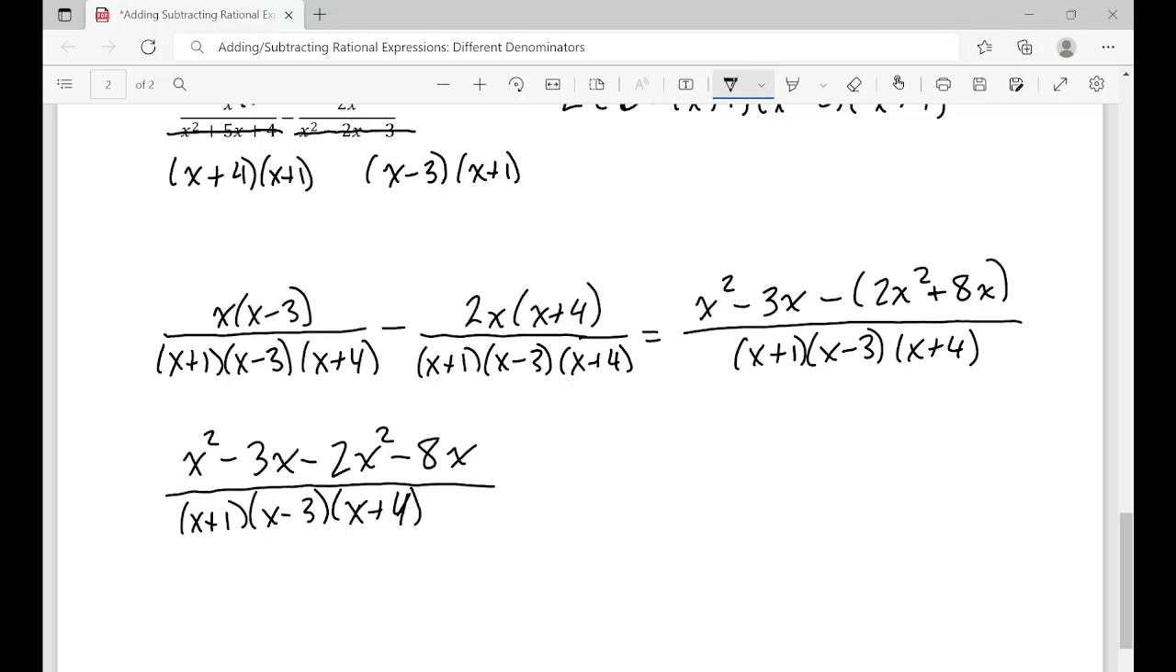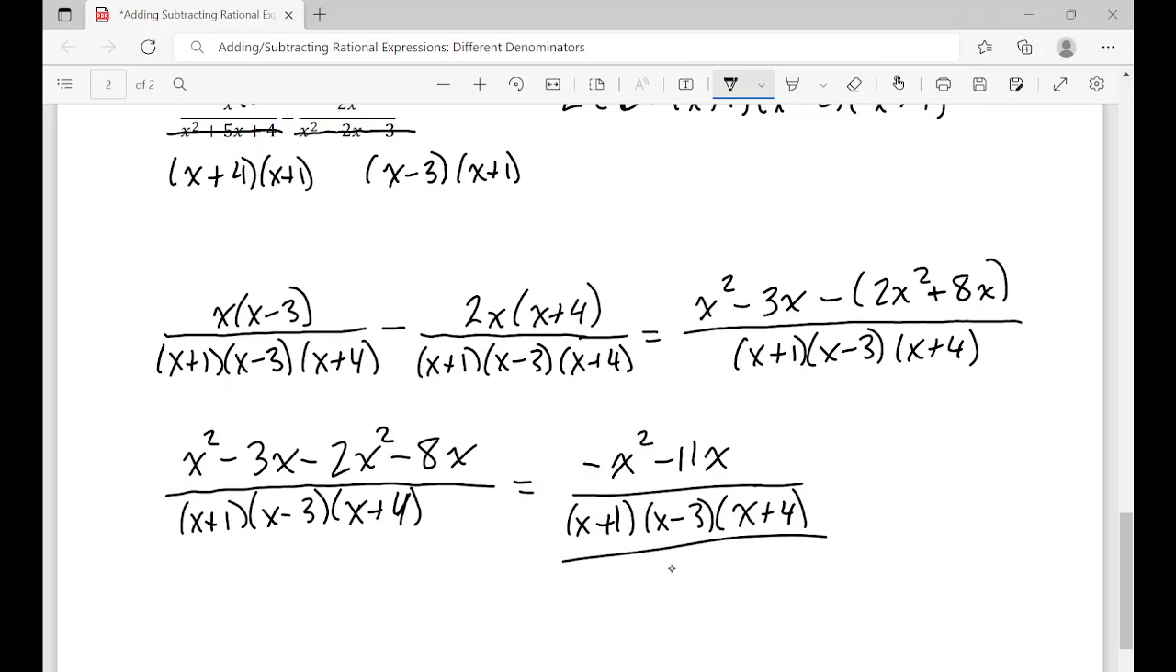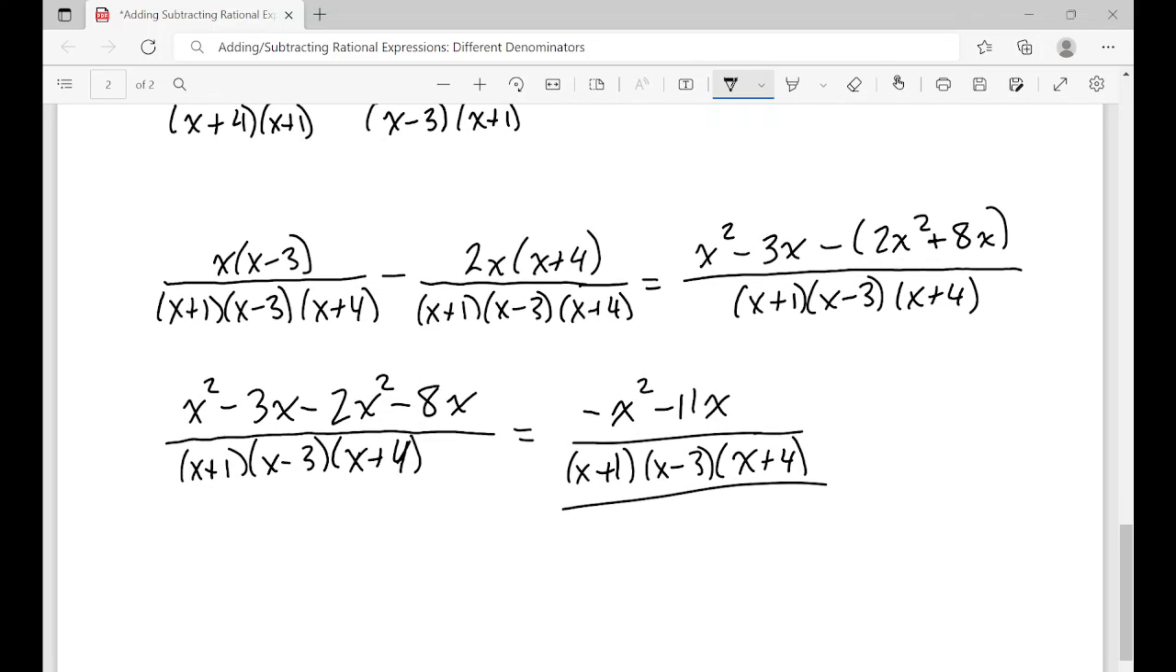And now I can combine like terms up top. So x squared and negative 2x squared is going to give me negative x squared. Negative 3x and negative 8x is going to be negative 11x over my LCD. And there is nothing else I can factor or simplify. So this is my solution to this question.